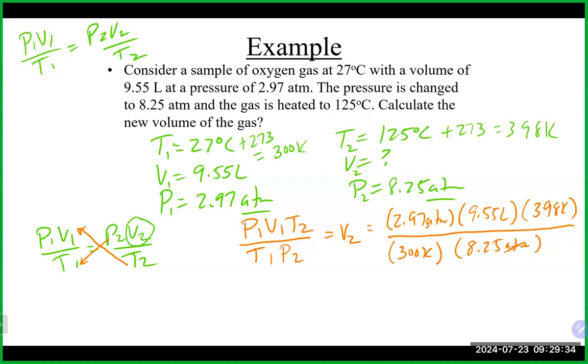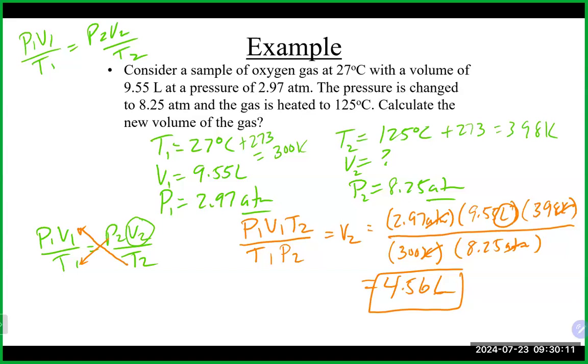Again, atmospheres on top and bottom will cancel. Kelvin on top and bottom will cancel. We will be left with liters as our units here. And if I get my calculator here, 2.97 times 9.55 times 398, equals, divided by 300, equals, divided by 8.25, equals. And that is 4.56 liters, it looks like. Any questions on that one?